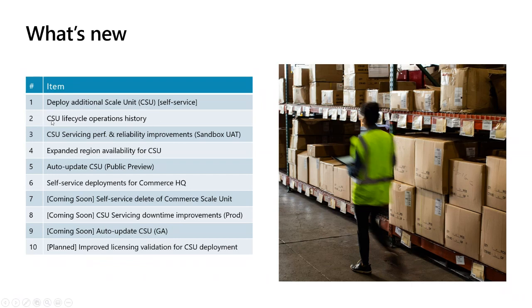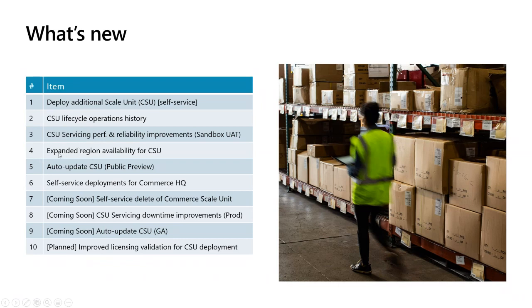Lifecycle operations history. So this is like an audit trail that is available for you to view in LCS for Commerce Scale Unit. We made perf and reliability improvements for servicing downtime for CSU. So this was quite eagerly asked for by our customers. We made considerable improvements here, and we'll talk about that.